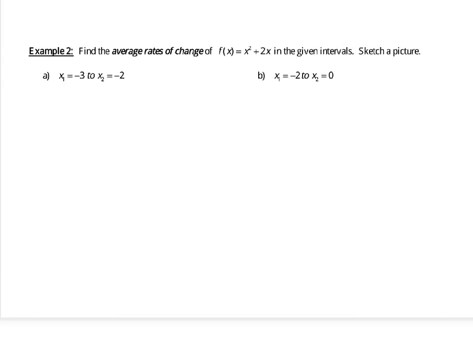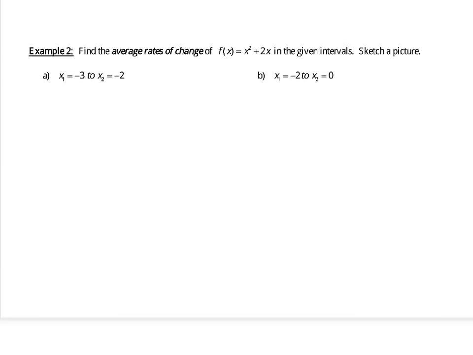So either by looking at the table of values from the graphing calculator or plugging them individually into the function as you see below, I determine that the y value for x is -3 is +3, and the y value when x is -2 is 0. Now we have enough information to find the average rate of change between these points.